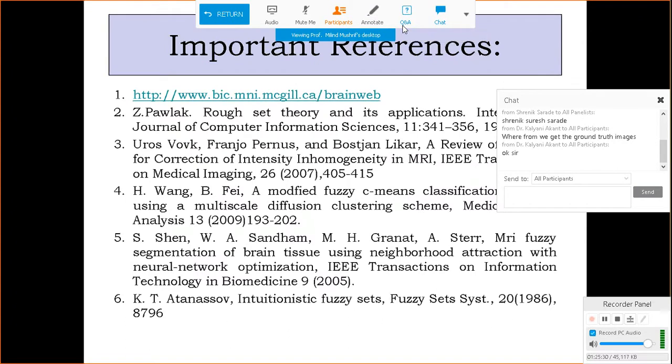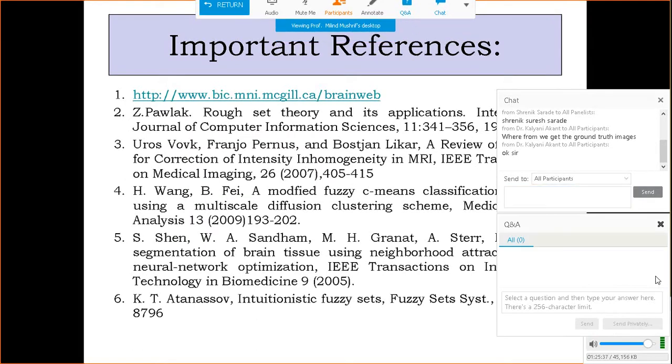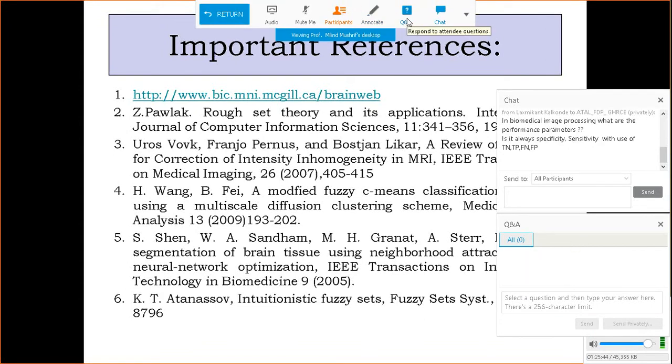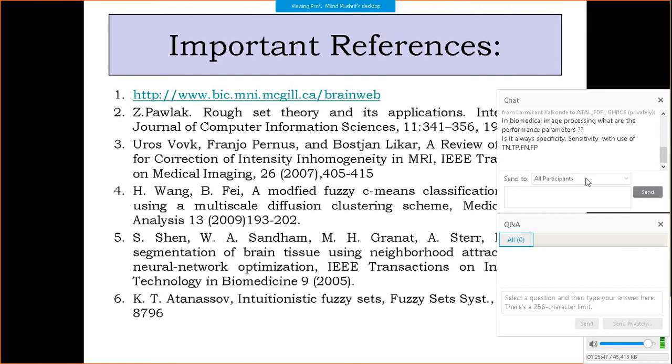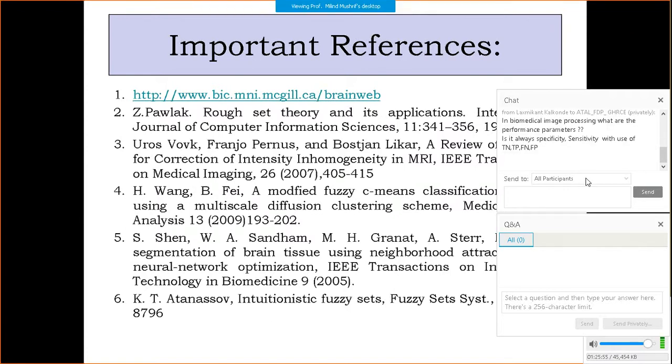Participants, any more questions? No. Yeah. In biomedical image processing, what are the performance parameters? Is it always specificity and sensitivity with the use of TN, TP, FN and FP?